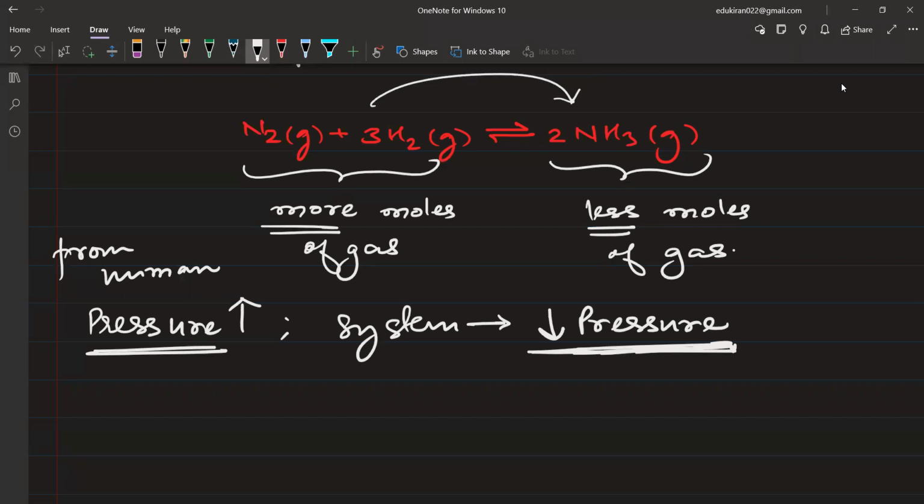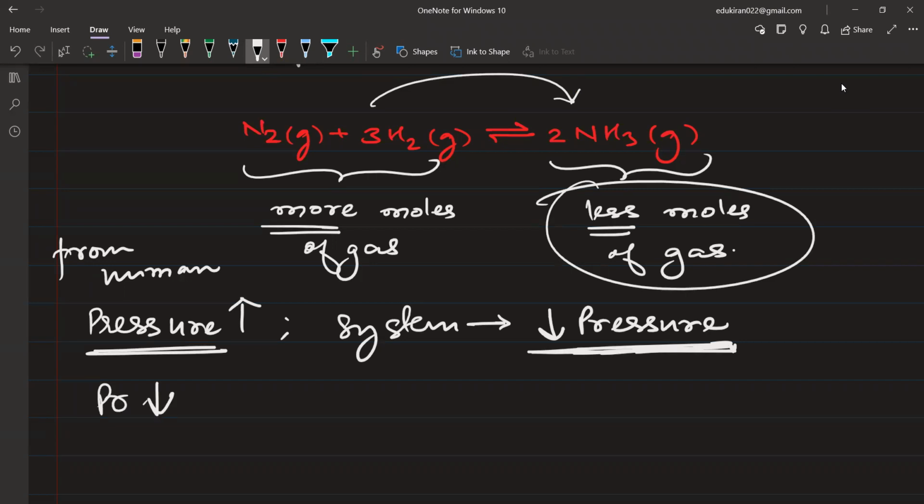हम ये नहीं बोल रहे forward जा रहा है. हमने ये नहीं कहा कि forward जा रहा है. I'm saying that it will move towards less moles of gas. That side which is having less moles of gas. Similarly, if I decrease the pressure, तब क्या करेगा? It is going to go towards that direction where you are getting more moles of gas.